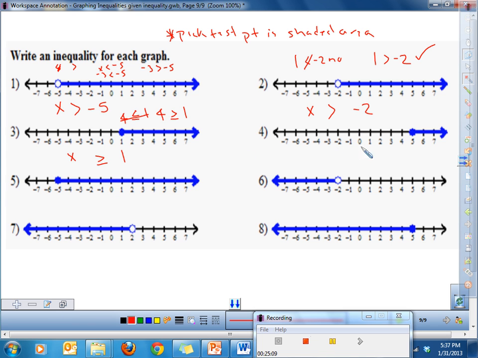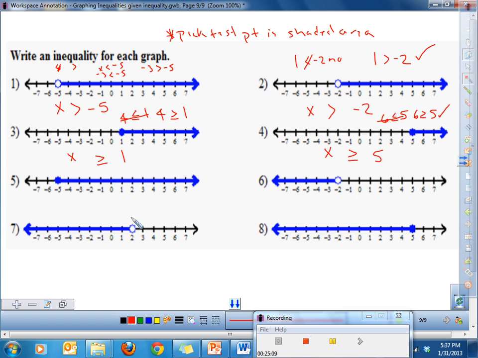Alright, let's try number 4. Let's try less than or equal to or greater than or equal to. I know it's going to be x is something 5, so let's try this one. Let's pick a point like 6. Is 6 less than or equal to 5? No, that's not true. That does not work. Is 6 greater than or equal to 5? Yes, that works. So greater than or equal to.